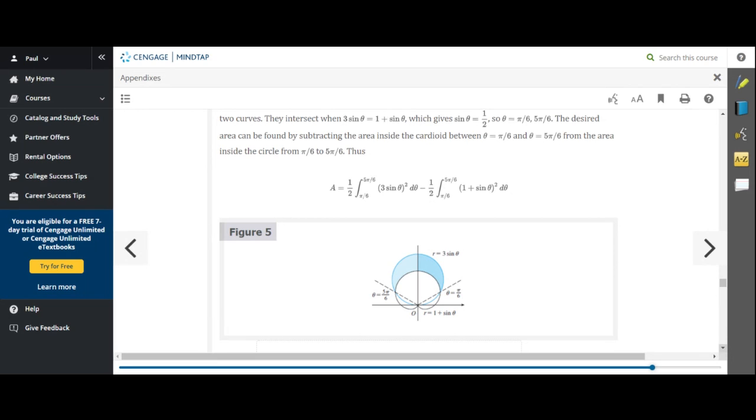Now, how are they getting that? Those angles appear to be points of intersection between the two polar curves, right? So how would we find those two angles? Theta equals pi over 6 in the first quadrant, and theta equals 5 pi over 6 in the second quadrant. How would we find those two angles?